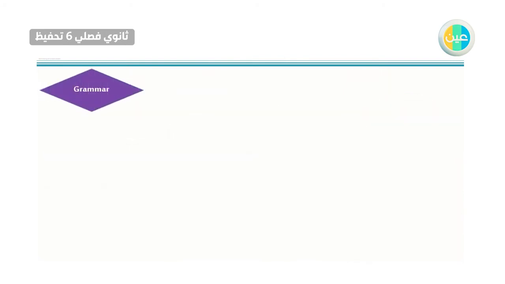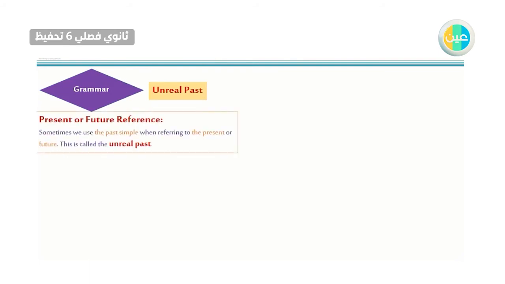Okay, let's take now grammar. This is about unreal past. Okay, when we use it or how we use it. We use unreal past in unreal situations or impossible wishes. Present or future reference. Sometimes we use the past simple. We use the past simple when referring to the present or future. This is called the unreal past.